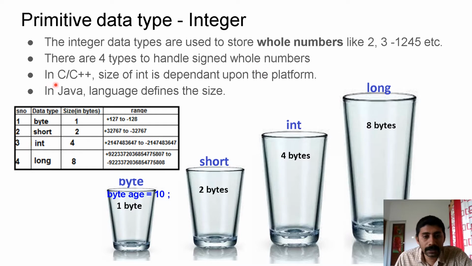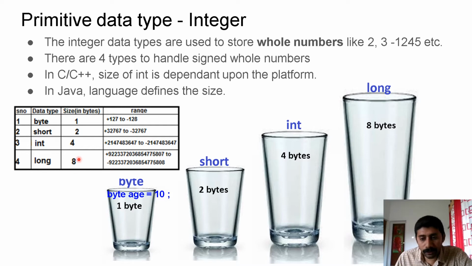In C++, the size of int is dependent upon the platform. So in terms of the programming language, what is the size of an integer? You cannot give a concrete answer because it is dependent upon the execution environment. But in the case of Java, the language defines the size of each data type. For byte, it is one byte. For short, it is 2 bytes. For int, it is 4 bytes. And for long, it is 8 bytes.